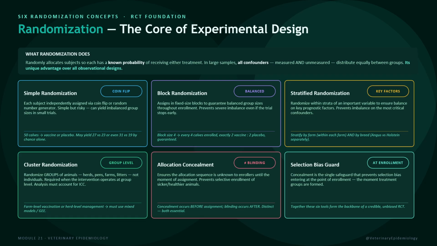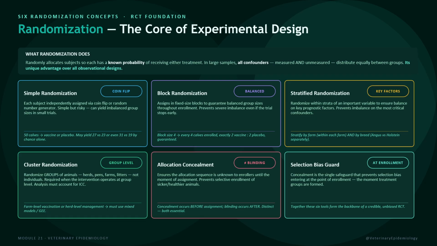Block randomization ensures balanced group sizes throughout enrollment. Animals are randomized in fixed size blocks, for example, 2 treatment and 2 control animals in each block of 4. This prevents severe imbalance, especially if enrollment is staggered or the trial ends early. Block size should be concealed to prevent predictability. This method is especially useful in small veterinary trials where simple randomization may produce uneven groups.